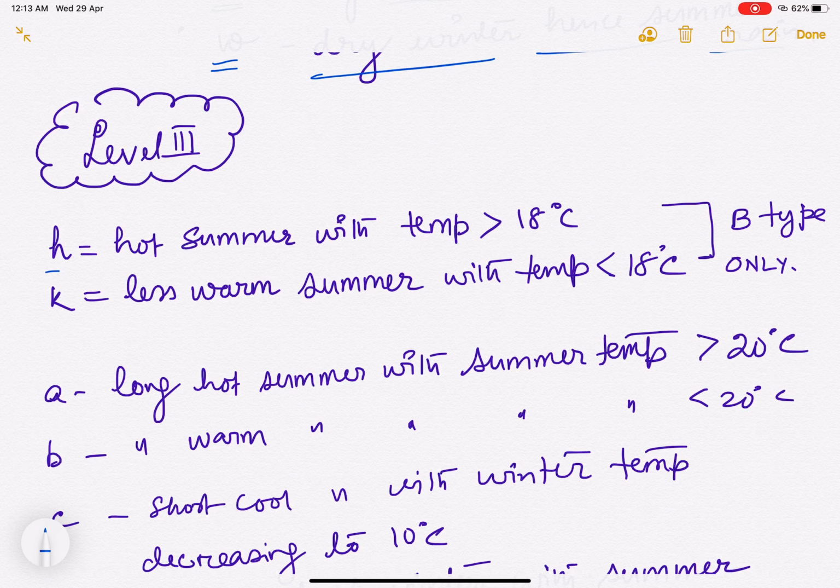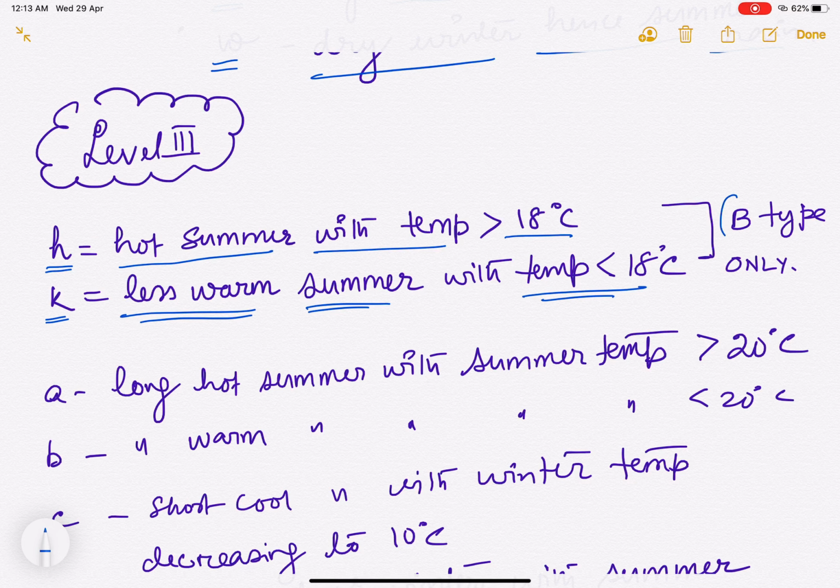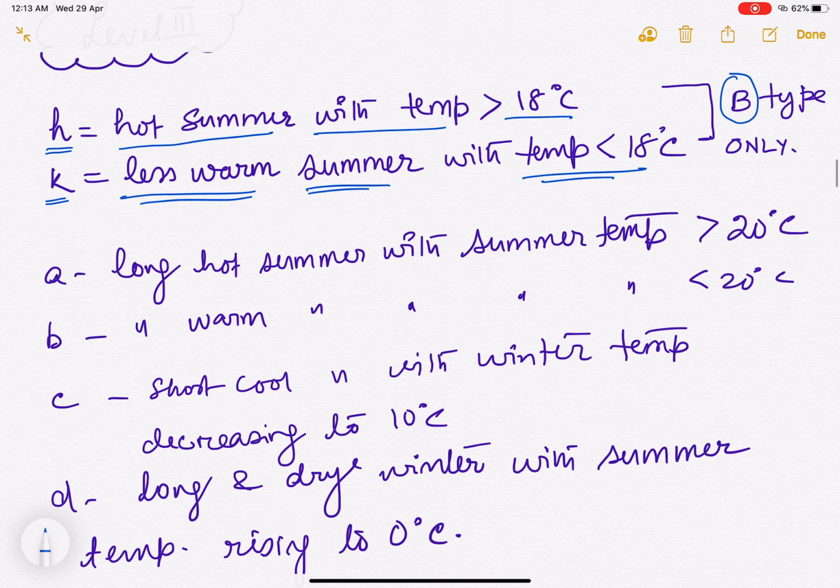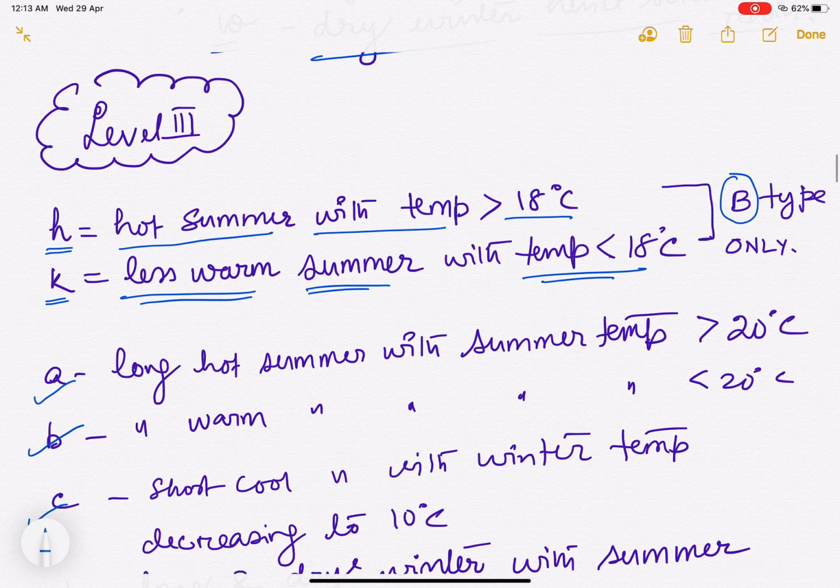Level 3 again uses two types. H is for hot summer with temperature greater than 18 degrees centigrade. K is for less warm summer with temperature less than 18 degrees centigrade. Again, this is used with the B type of climate. Now again we have the third symbol A, B, C, D. Now one thing you need to know, you would be asking, sir, do we need to remember all this?